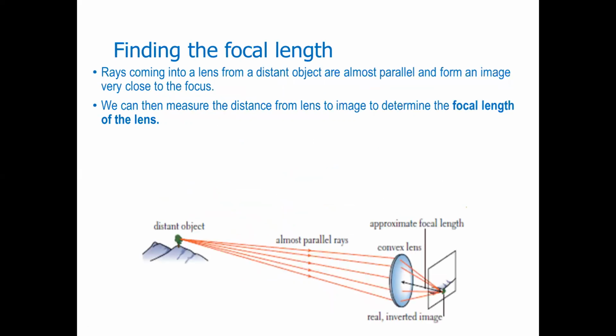Finding the focal length. How can we find the focal length in practice? Rays coming onto a lens from a distant object are almost parallel and form an image very close to the focus. We can then measure the distance from the lens to the image to determine the focal length of the lens.